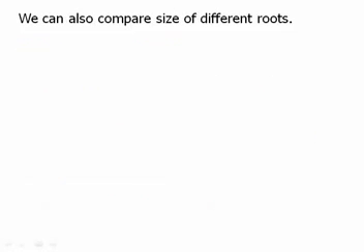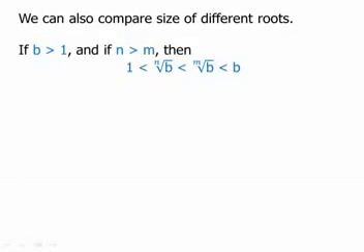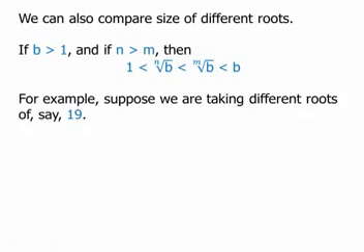We can also compare the size of different order roots. So for a number greater than 1, the higher the root, the smaller the actual number. So the nth root is a higher order root than the mth root, and the nth root is smaller. So let's think about this. Suppose we're taking different roots of 19. Well, of course, the square root of 19 has to be smaller than 19. Now, the cube root of 19 has to be even smaller because it only takes 2 of the square root.